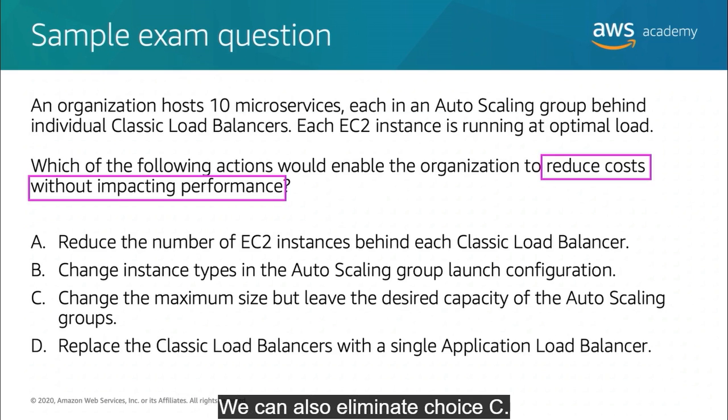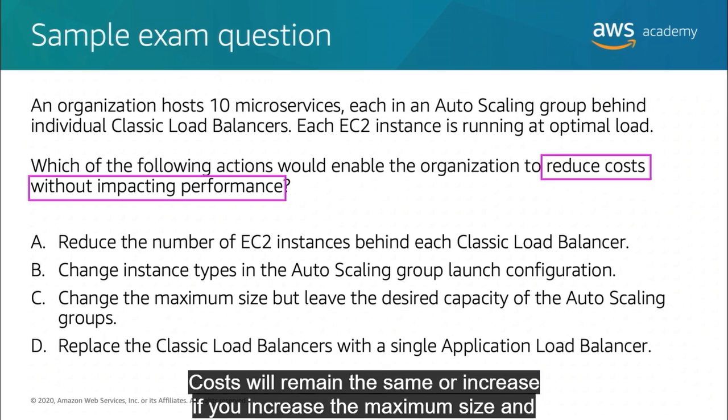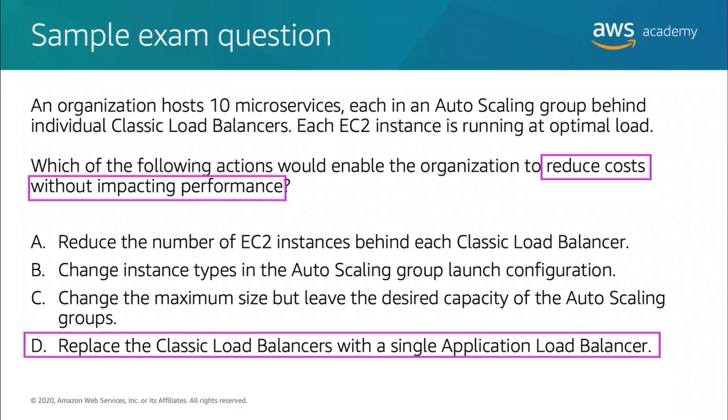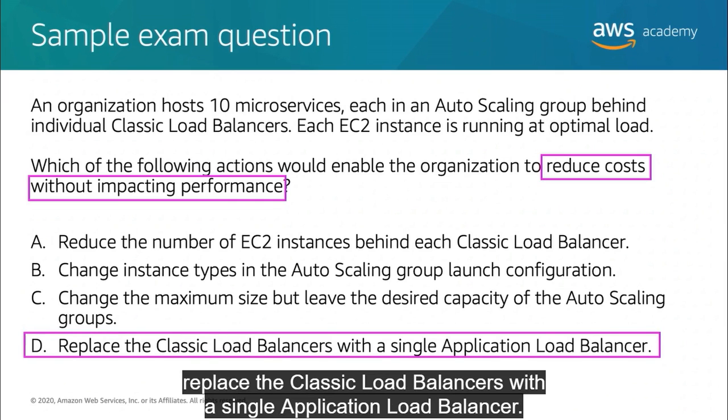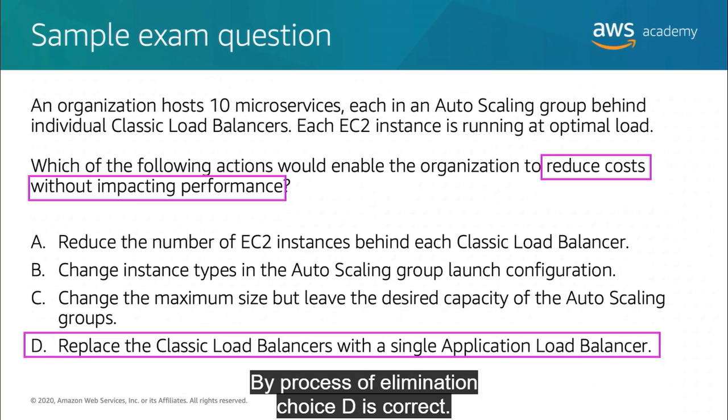We can also eliminate choice C. Costs will remain the same or increase if you increase the maximum size and keep the desired capacity. The correct answer is choice D. Replace the classic load balancers with a single application load balancer. By process of elimination, choice D is correct.